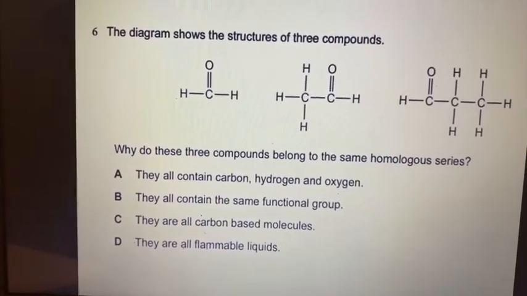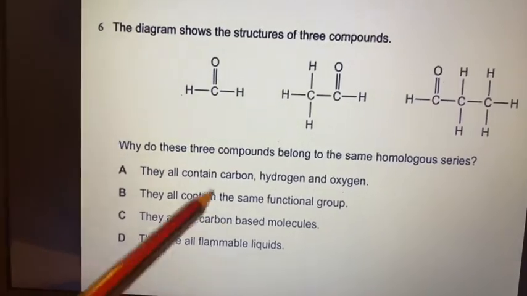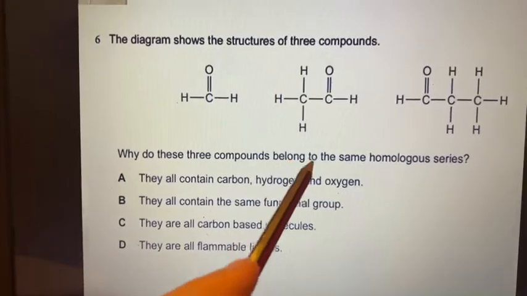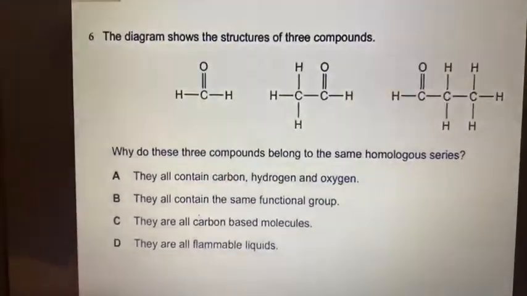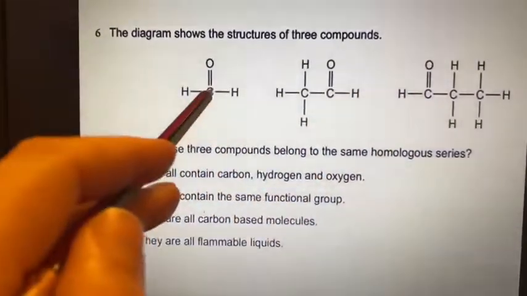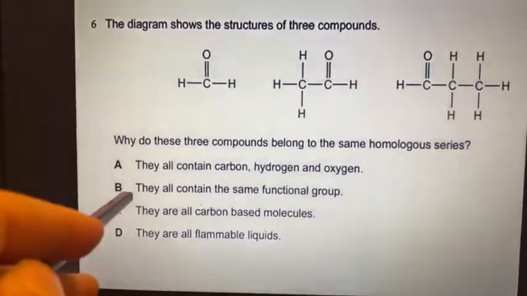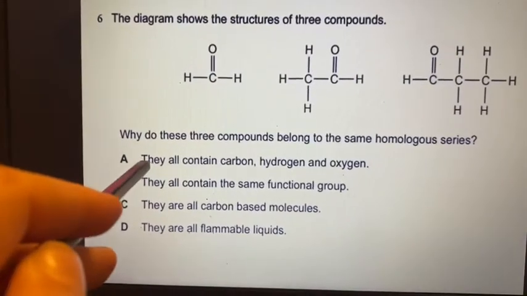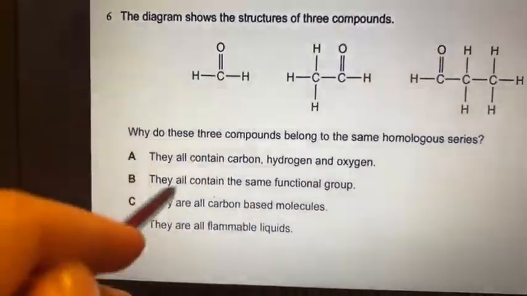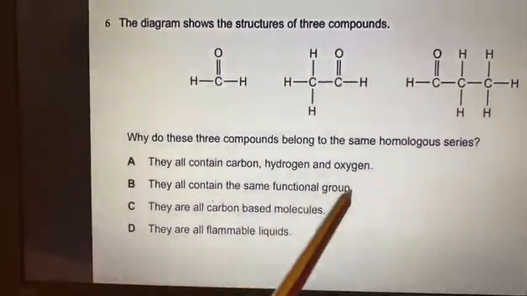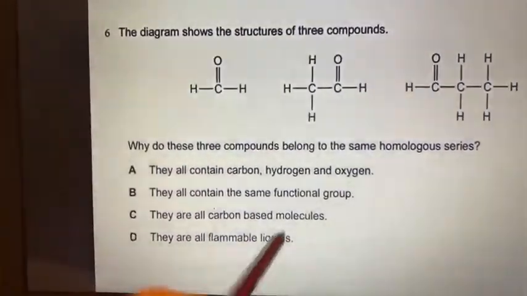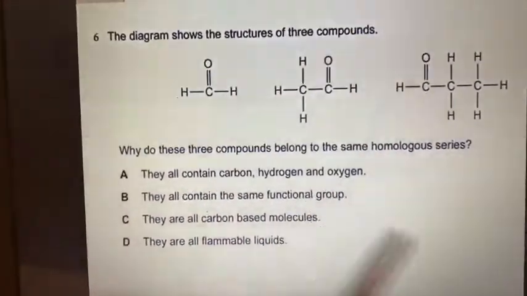Okay, the diagram shows the structure of three compounds. You have these three compounds. Why do these three compounds belong to the same homologous series? Because they have the same functional group. Okay, so the answer is B. They contain carbon, hydrogen, and oxygen. They all contain the same functional group. They are carbon-based molecules. They are all flammable liquids. The most correct answer is B.